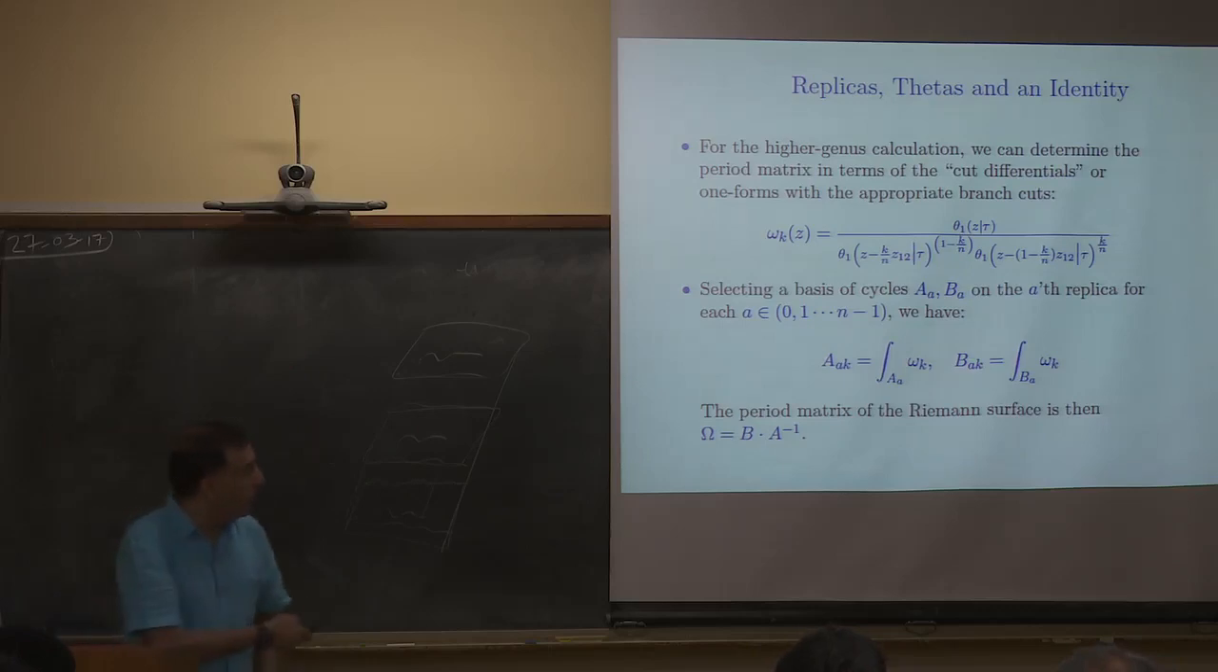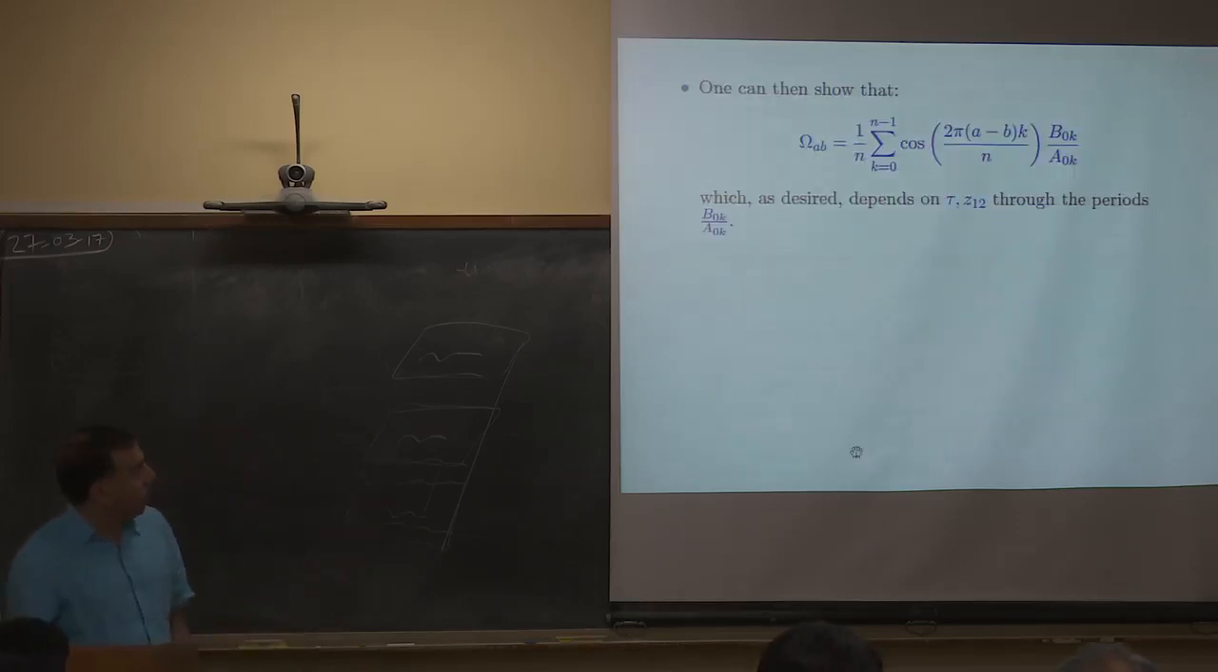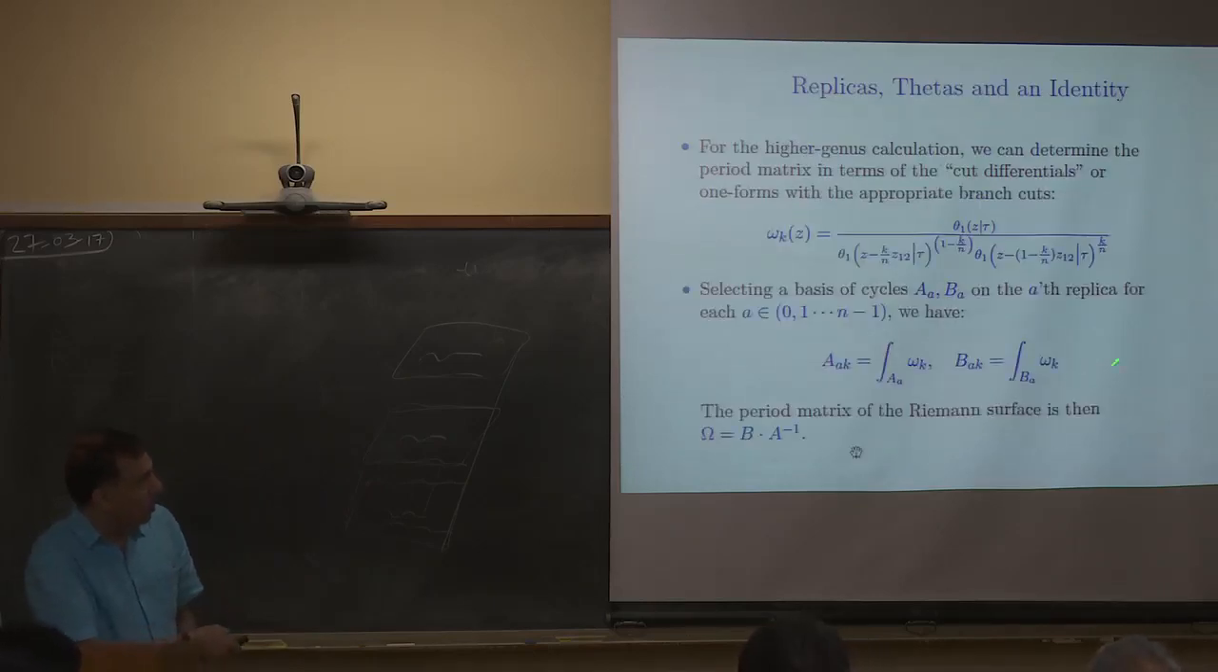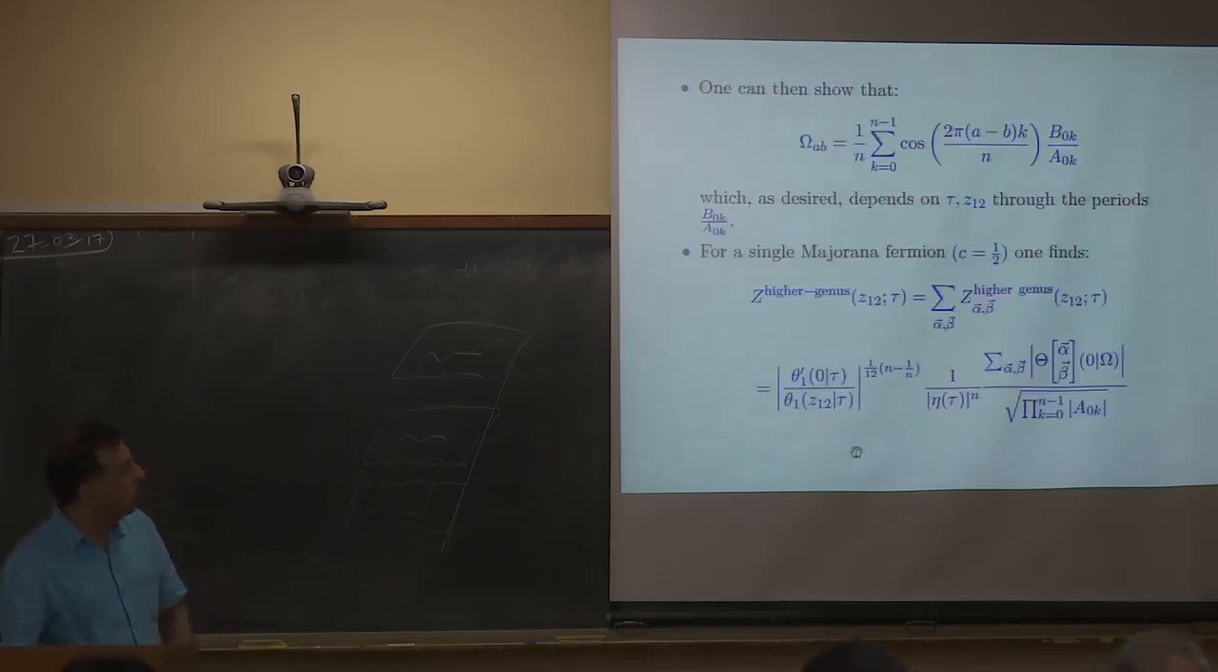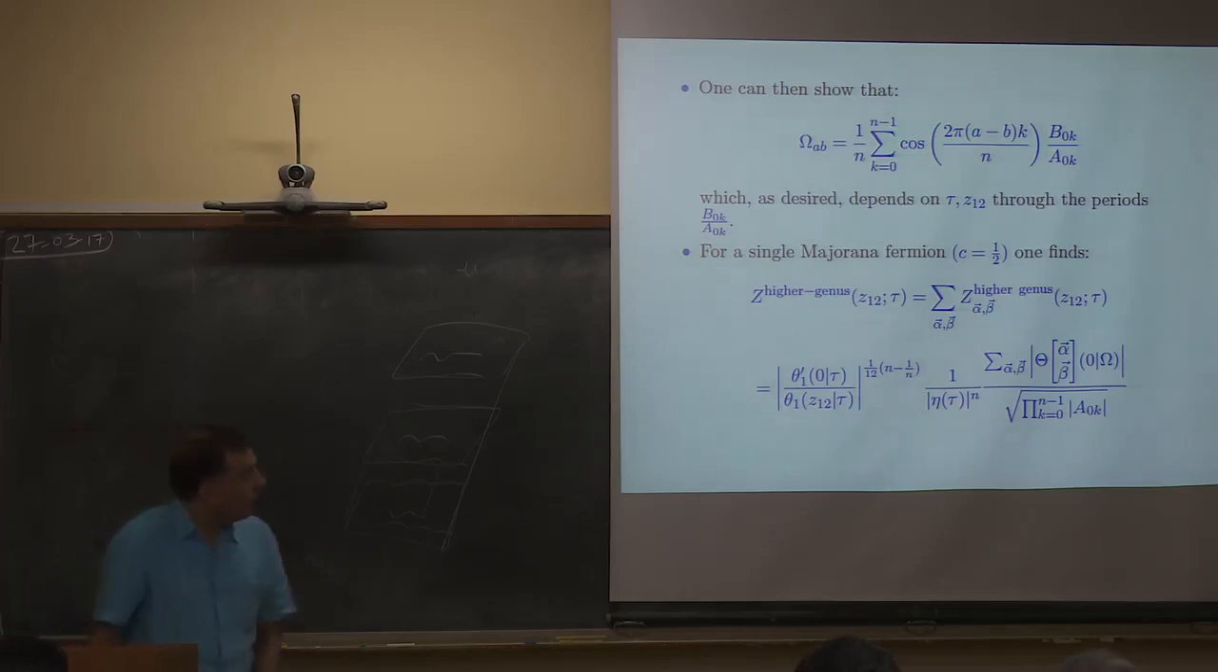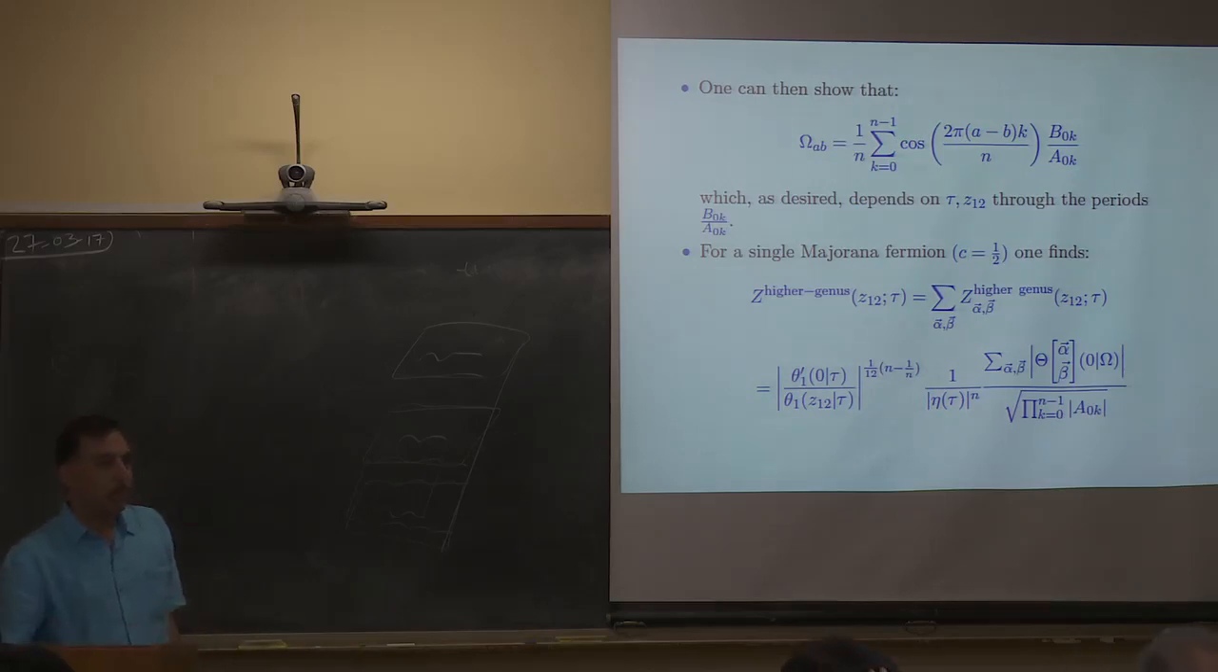Now not surprisingly, each of these A_k is related to the first one, A_0k, by a phase, and likewise for the Bs. And if you do that, the only relevant things are the B_0k and A_0k, which is take the kth differential but integrate it only on the bottom surface, take the ratio, and then you have to perform this simple sum from k equals 0 to n minus 1, and that's all. So that's the construction. And the way it depends on tau and Z12 is through these periods.